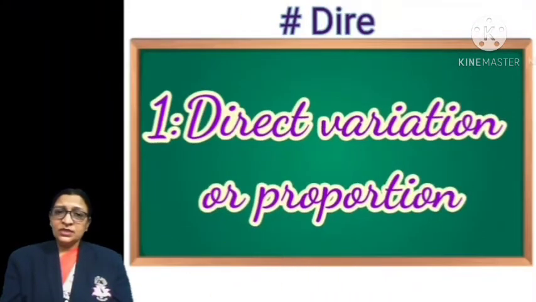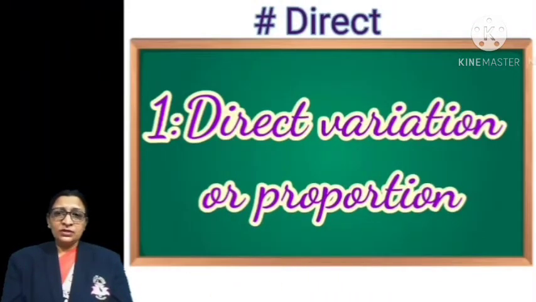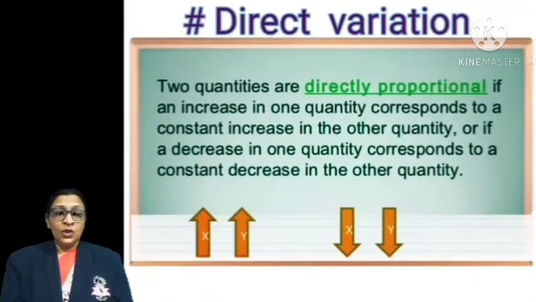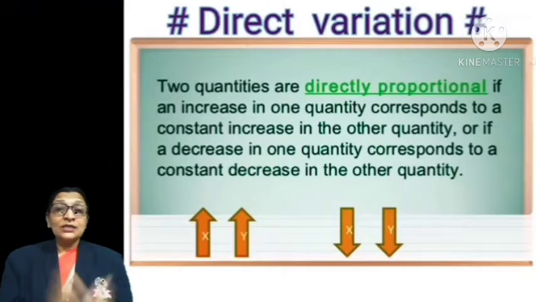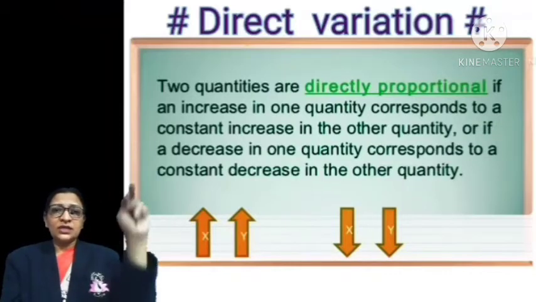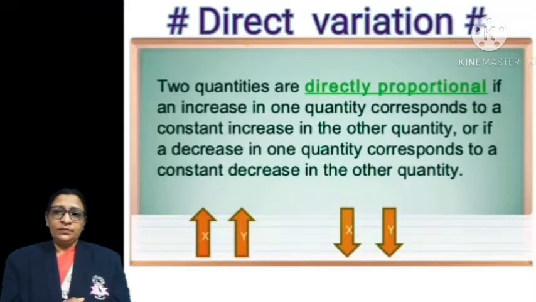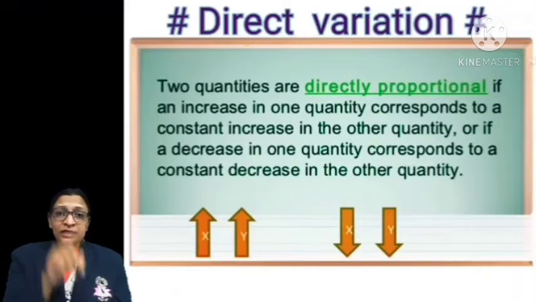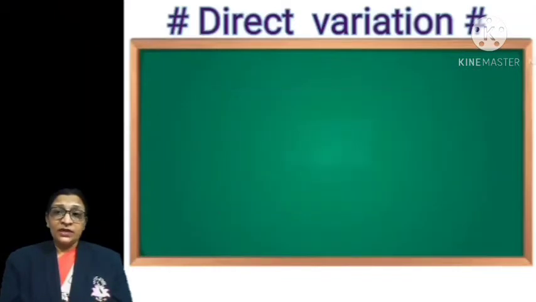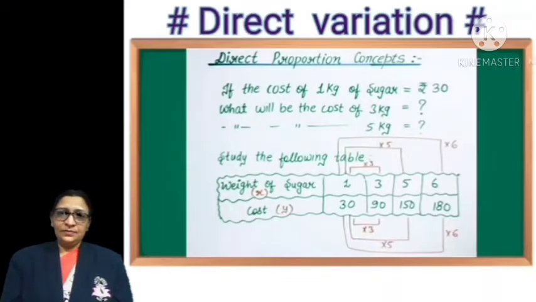Today, we are going to discuss the first variation, that is direct variation or direct proportion. Two quantities are directly proportional if an increase in one quantity corresponds to a constant increase in the other quantity, or if a quantity decreases, then the corresponding other quantity also constantly decreases. Then we can say they are in direct variation.